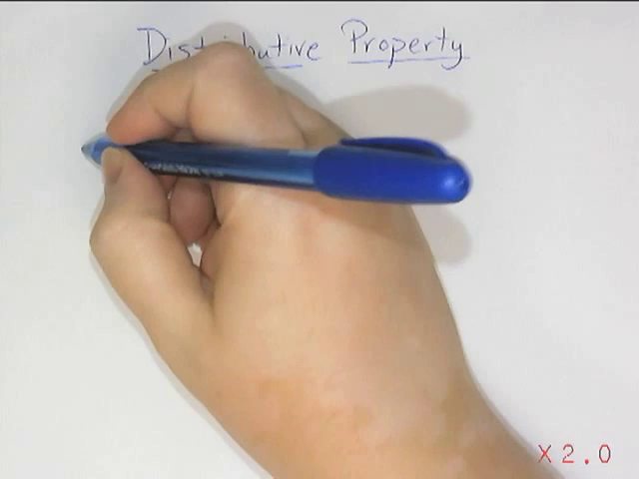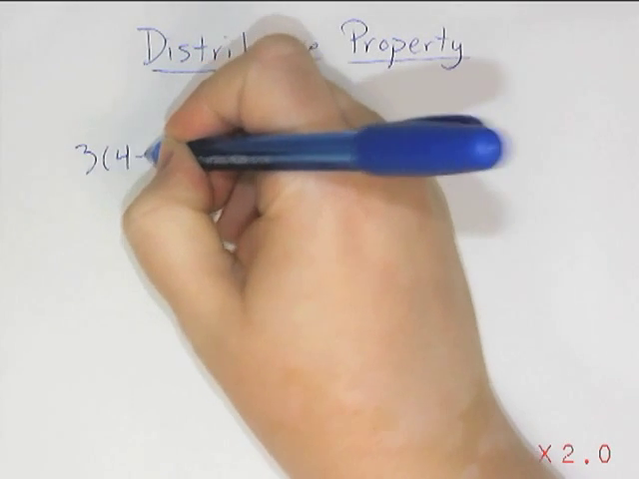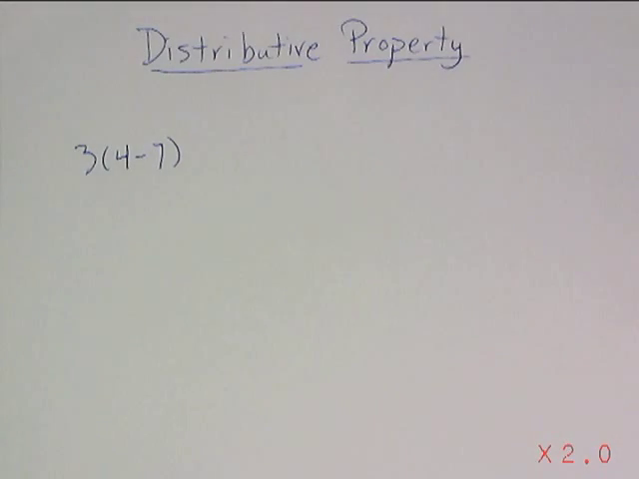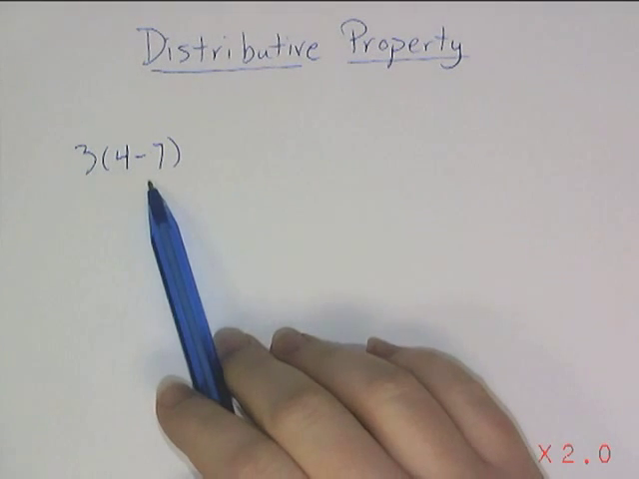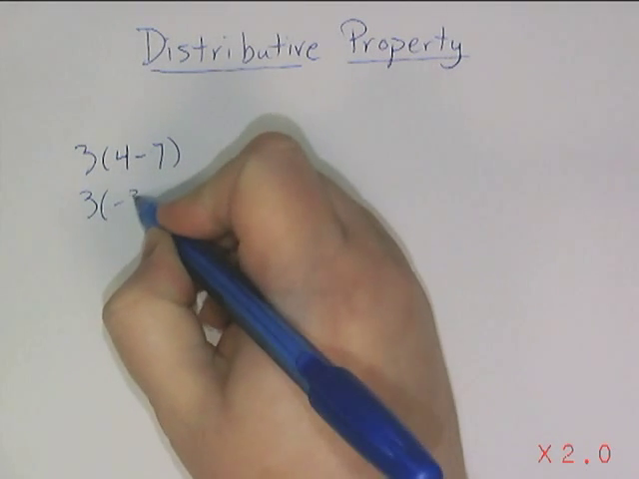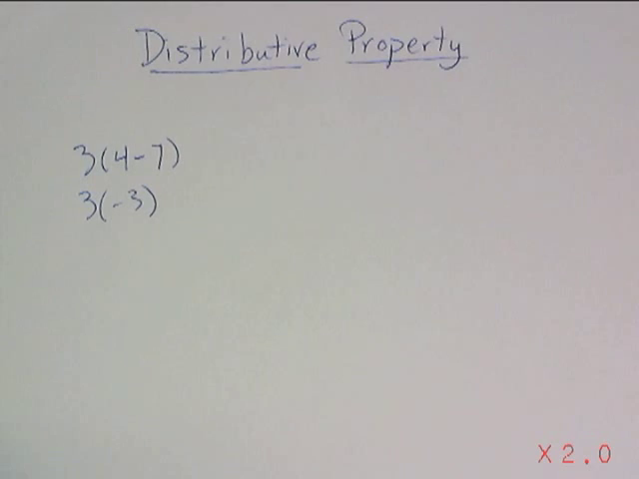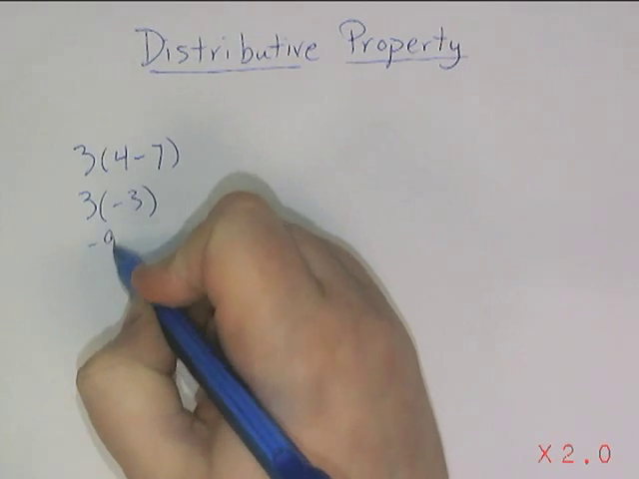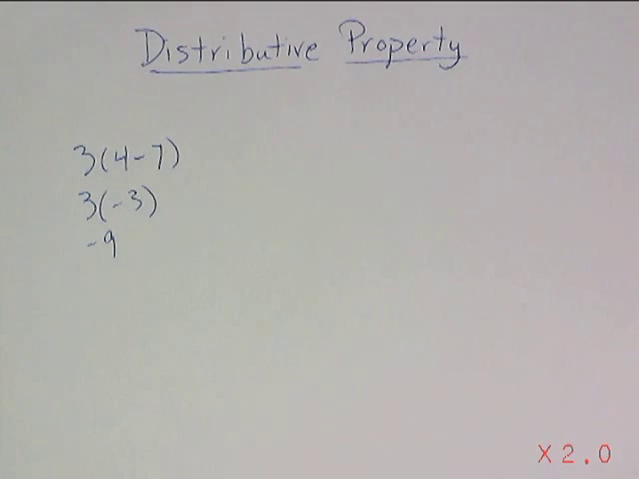Remember, if we were to see a problem like this, order of operations, or GEMS, reminds us that we should start with our grouping symbol first. 4 minus 7 would get evaluated to give us -3. Then we could work our way down to the multiplication. 3 times -3 gives us -9. And if that's all we have to do, that works pretty well.